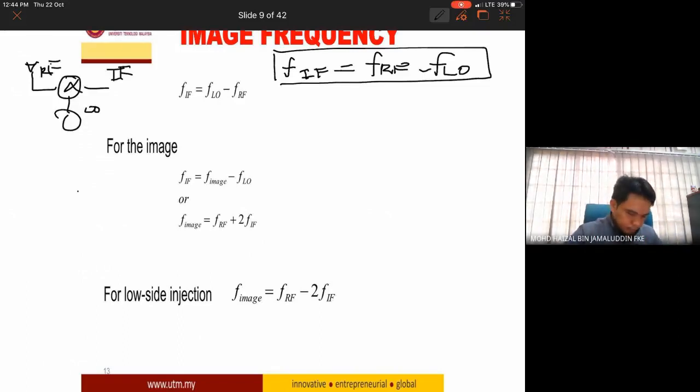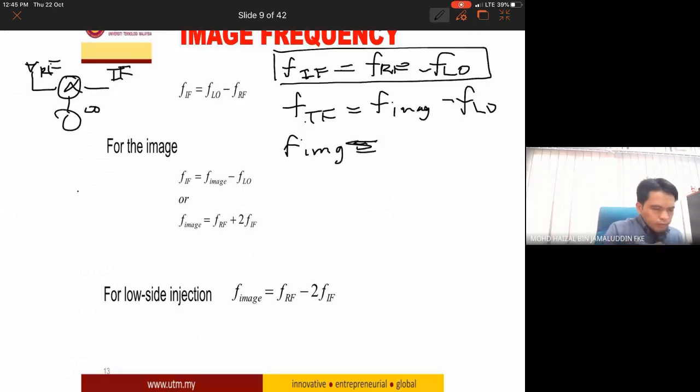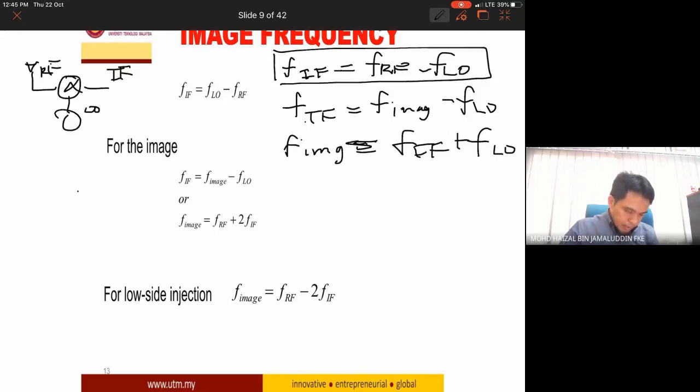At the same time, the image also occurs, where F_IF is equivalent to F_image minus F_LO. This is why the second image appeared. If we bring the title back, F_image is equivalent to F_IF plus F_LO. So this is where the image occurs.